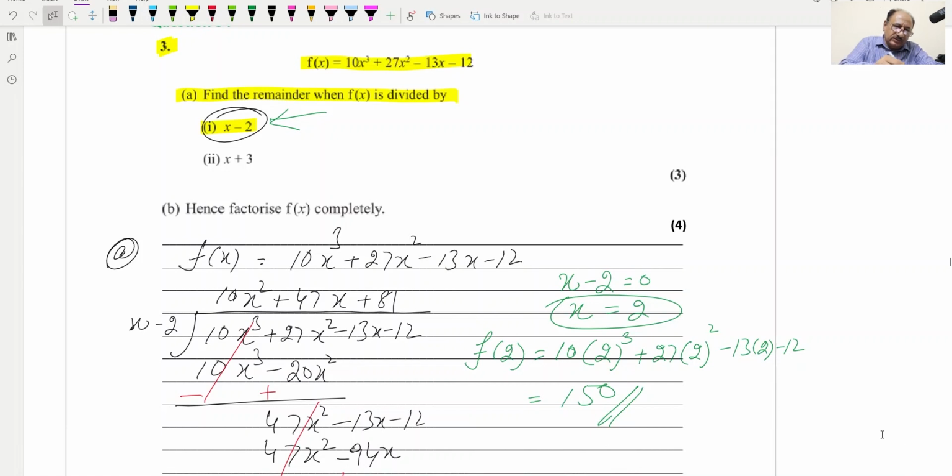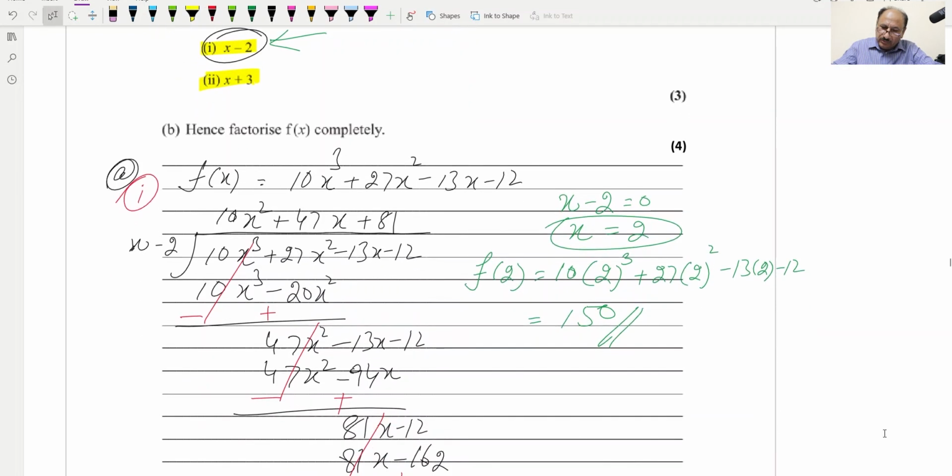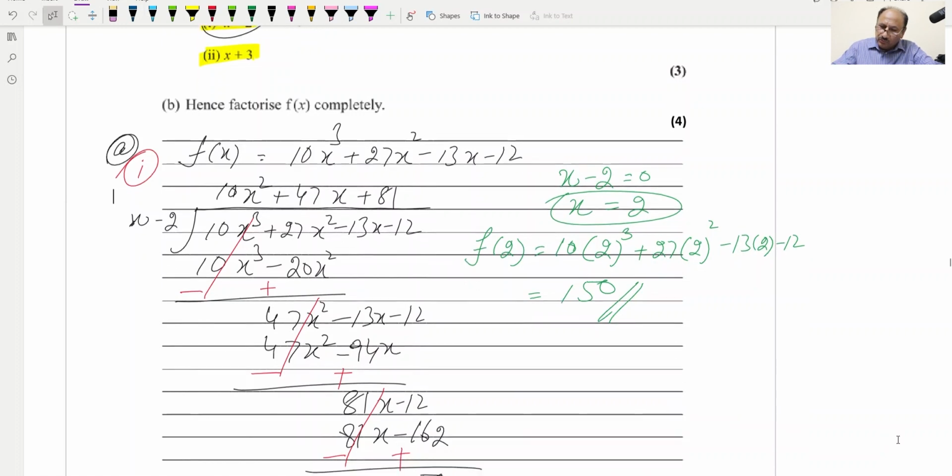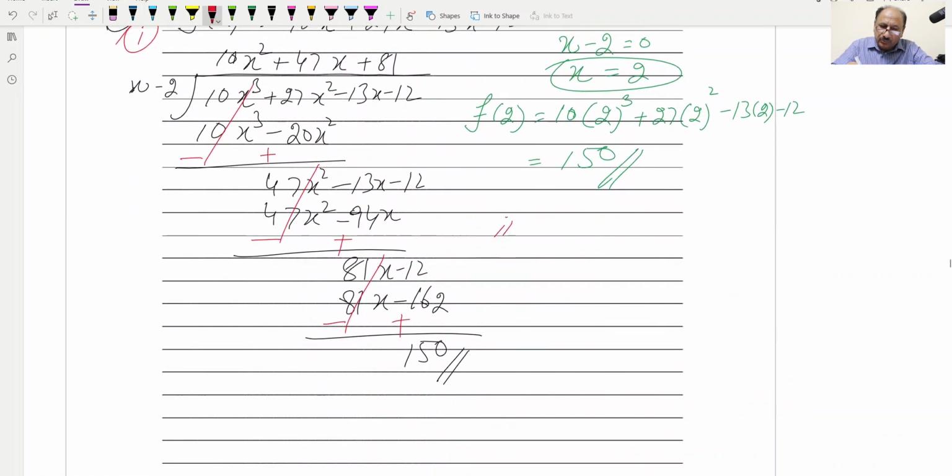Now they're saying the second part is this one. This was the first part which we have done. Now we will be doing the second part. We can use the factor theorem for the second part. For x plus 3, we put x plus 3 equal to 0, so x will be equal to minus 3, and if we replace x with minus 3, we will find f of minus 3.